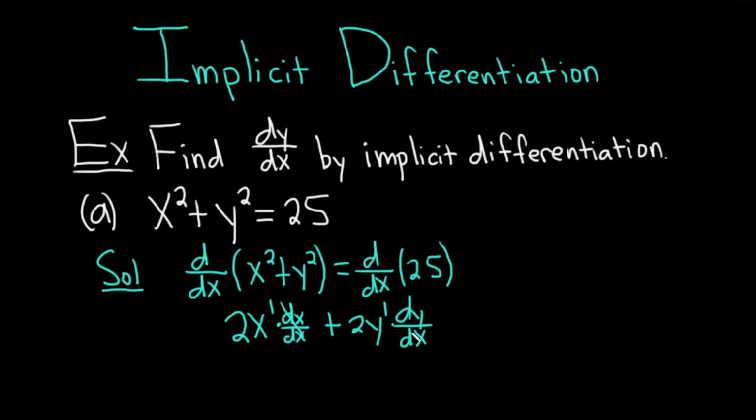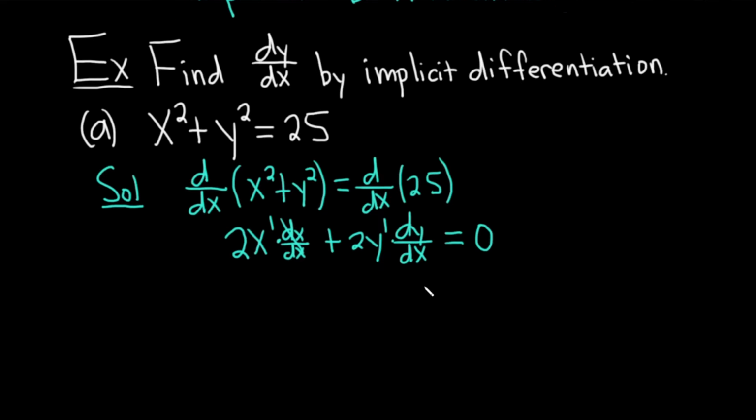And that's the key step. Basically, whenever you're using implicit differentiation and you have a derivative that involves a y, you're going to put dy/dx. And that's always going to be the case in problems where you're looking for dy/dx. And this is equal to the derivative of 25, which is 0. So here we have 2x plus 2y dy/dx, and that's equal to 0.